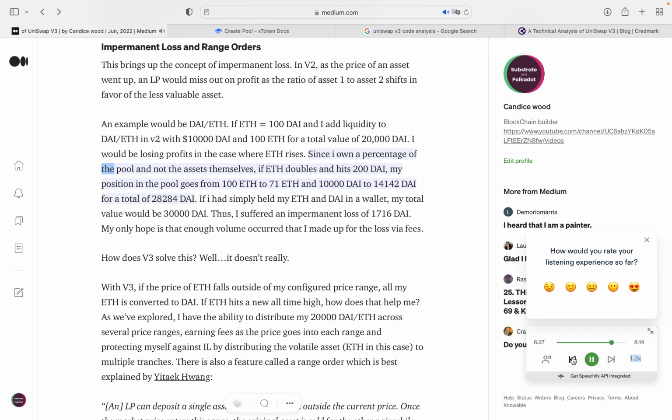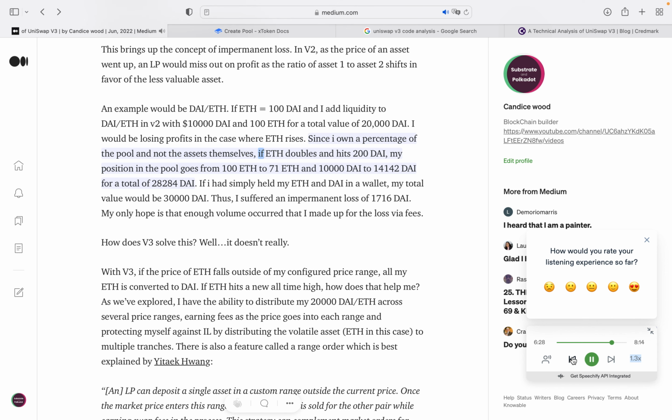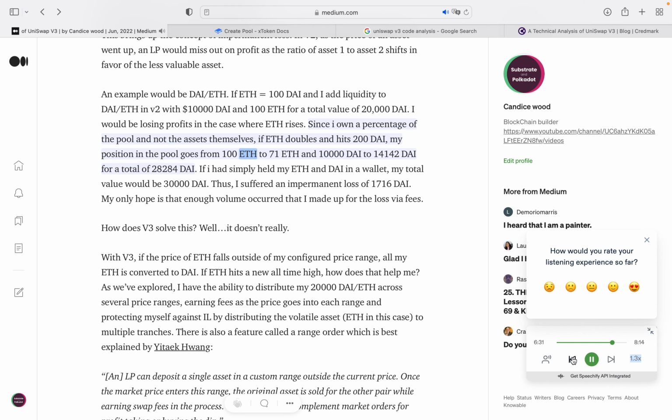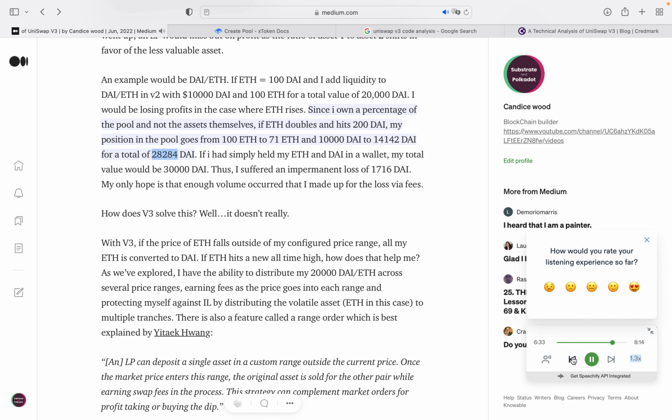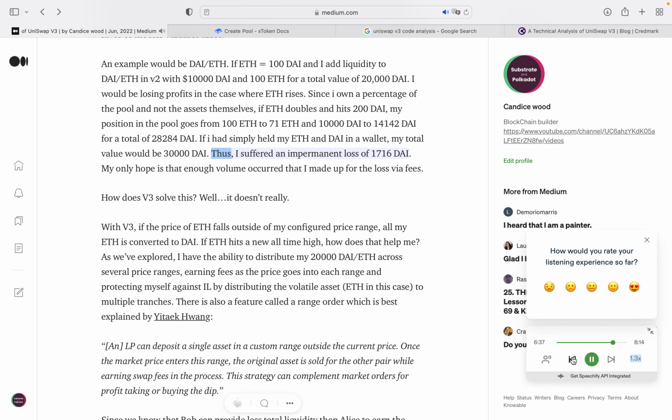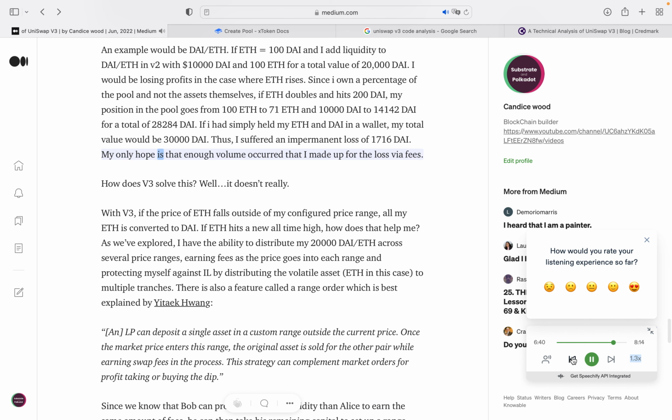Since I own a percentage of the pool and not the assets themselves, if ETH doubles and hits 200 DAI, my position in the pool goes from 100 ETH to 71 ETH and 10,000 DAI to 14,142 DAI for a total of 28,284 DAI. If I had simply held my ETH and DAI in a wallet, my total value would be 30,000 DAI. Thus, I suffered an impermanent loss of 1716 DAI. My only hope is that enough volume occurred that I made up for the loss via fees.